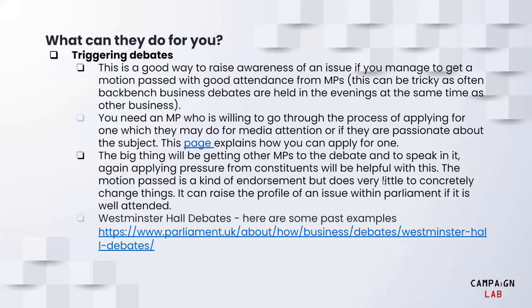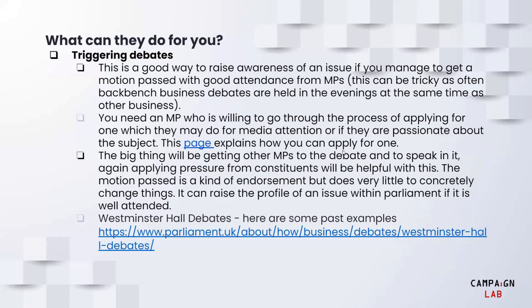The other thing they can do is organize debates for you. If you want to raise awareness of an issue, you can ask them to put in for backbench business debates or Westminster Hall debates, which again are done by ballot. You might get a bunch of backbench MPs to put into the ballot to have a debate on the issue you care about. A motion is passed as an endorsement, but there's no legal concrete power. So this would literally just be awareness raising.